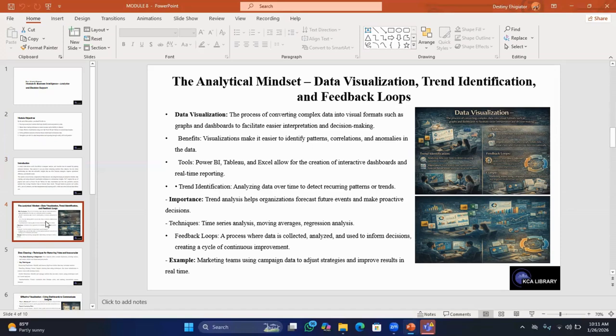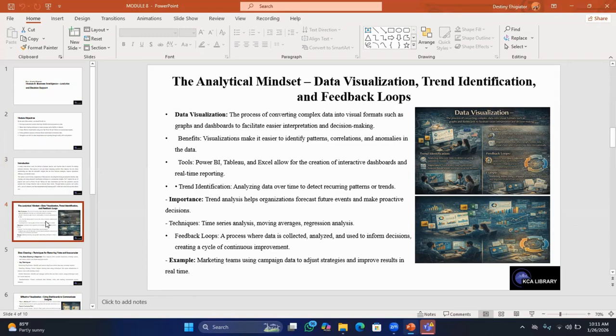For data visualization, this is the process of converting complex data into visual formats, such as graphs and dashboards, to facilitate easier interpretation and decision making. Now, the benefits include: visualization makes it easier to identify patterns, correlations, and abnormalities in the data. Some of the tools used for data visualization include Power BI, Tableau, and Excel. They allow for the creation of interactive dashboards and real-time reporting.